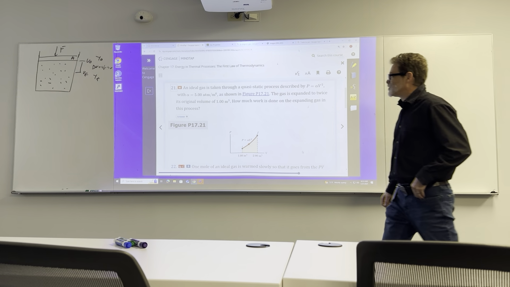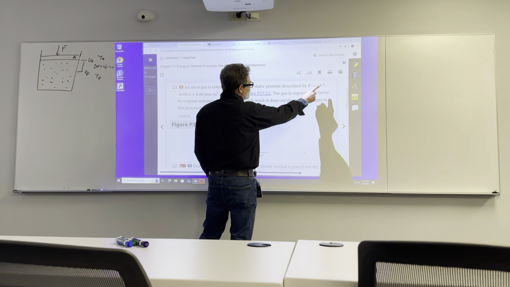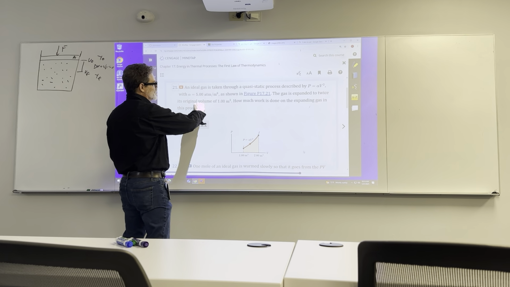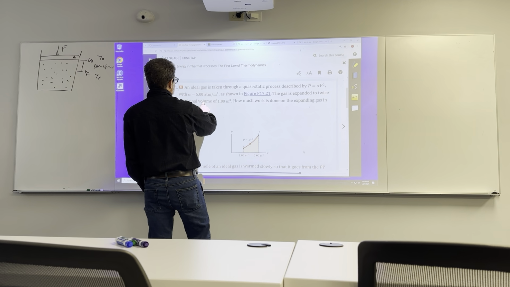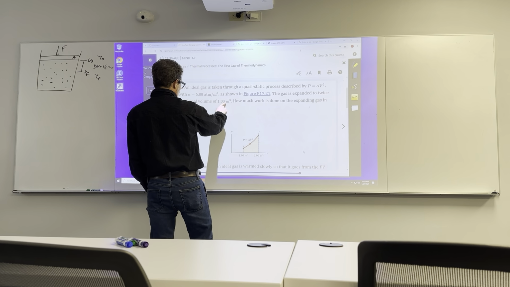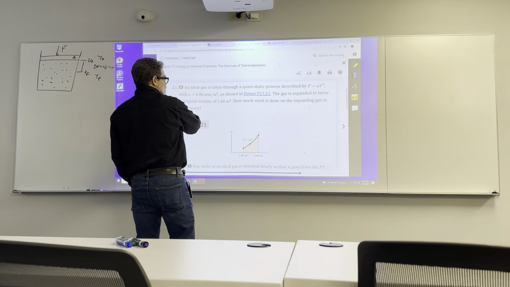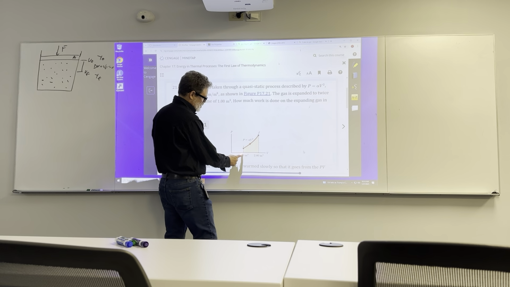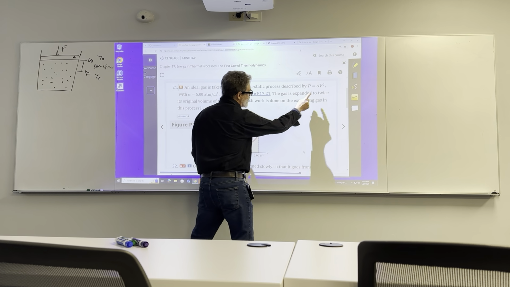Okay. An ideal gas is taken through a quasi-static process described by P equals alpha V squared, where alpha is 5 atm per meter cubed, as shown in the figure. The gas is expanded to twice its original volume of 1 meter cubed. How much work is done on the gas expanding? So that's your process. You're going from 1 meter cubed to 2 meter cubed, following this curve, which is given by this formula.